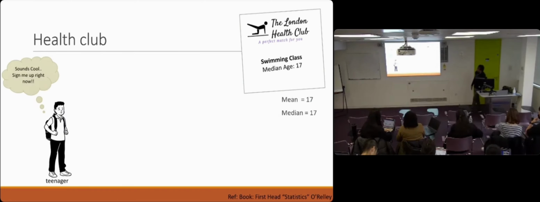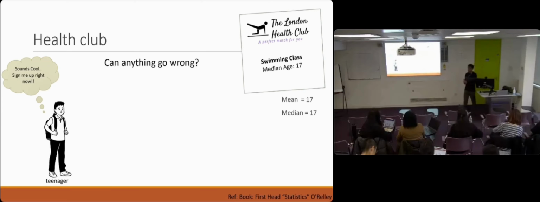Okay, so the health club learned something, and they say, okay, we won't just go for the mean, we'll also go for the median. They advertise that, okay, we have a swimming club which has a median age of 17, right? And they also check that mean and median are both 17. They advertise for anybody who wants to join, and there's a teenager who says, oh, that's a teenagers' class, sign me up, right? And what do you think? Can anything go wrong?